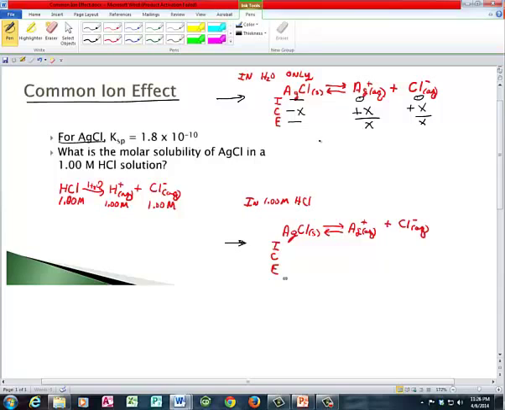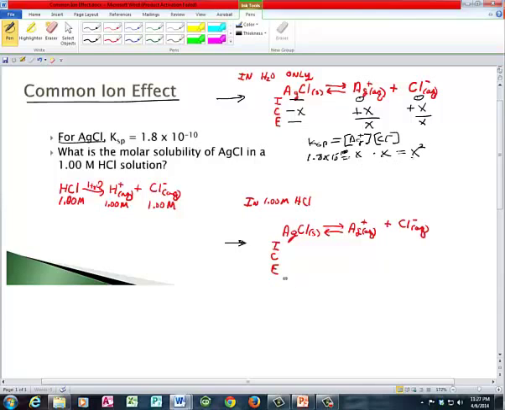In order to solve this for the molar solubility, we write our Ksp expression, and our Ksp expression is equal to the concentration of silver ion times the concentration of chloride ion. And then we just plug in our values. The Ksp for silver chloride is 1.8 times 10 to the minus 10. The concentration of silver ion is X. The concentration of chloride ion is X. X times X is simply X squared.